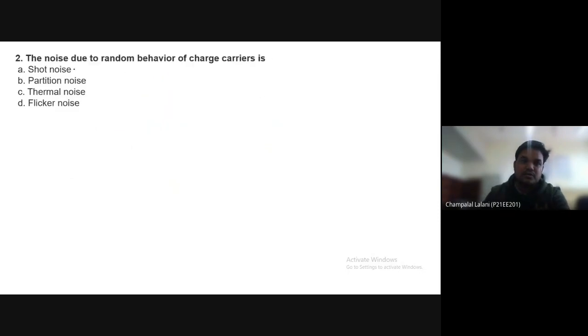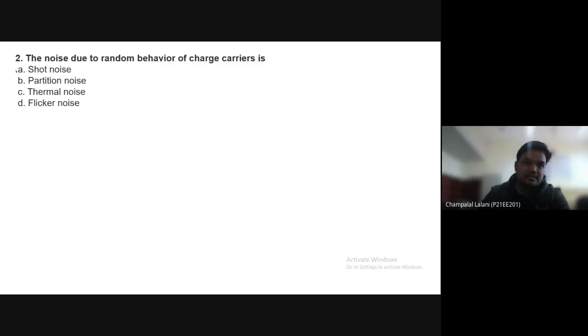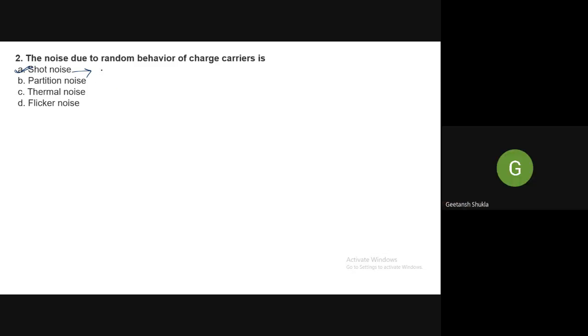The next question is related to noise. The noise due to the random behavior of charge carriers is, shot noise. Yeah, shot noise is the correct answer. And can anyone answer what the random behavior is? Is it a random distribution like Gaussian, or Poisson, or something else? Poisson process. Poisson, yeah, correct.